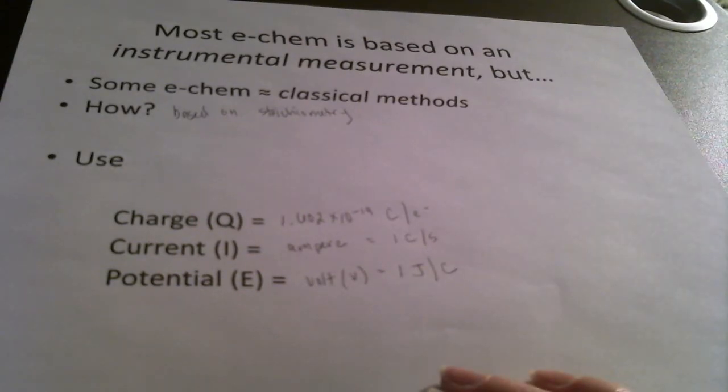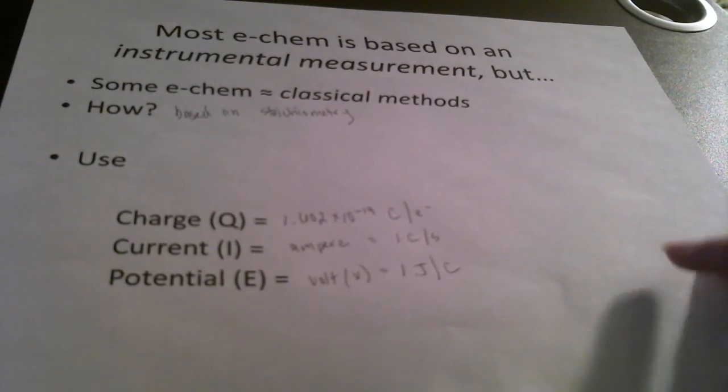So these three components allow us to get at the number of electrons, which would ultimately allow us to get at how many analyte atoms are being oxidized or reduced. So if we know our balanced redox reaction and how many electrons are being transferred, we know how many analyte atoms we have there. So this is one way to get at doing measurements with electrochemistry.